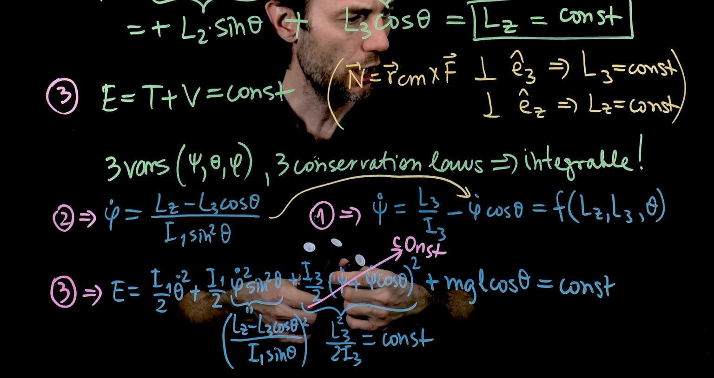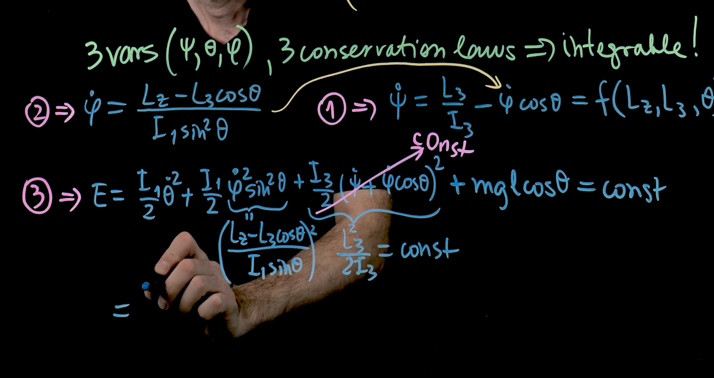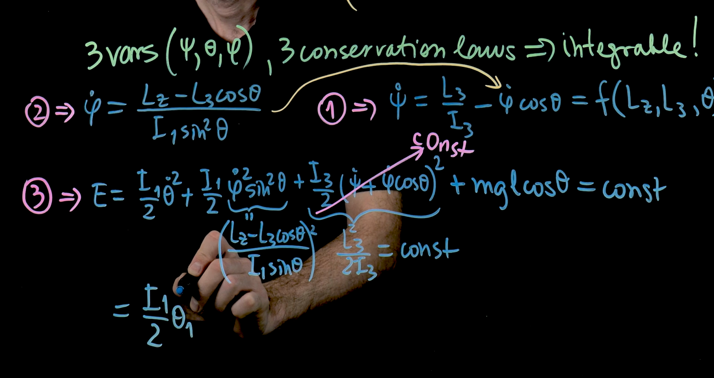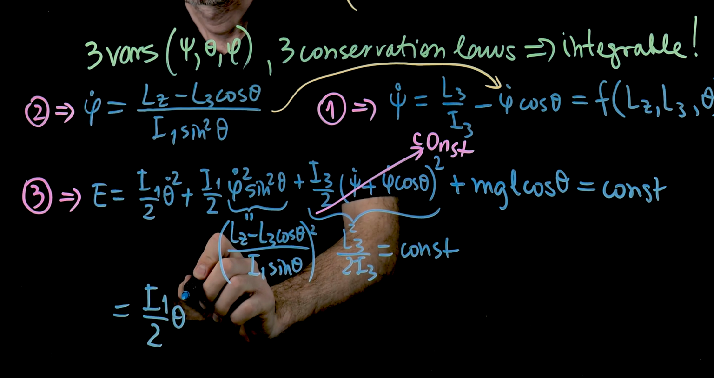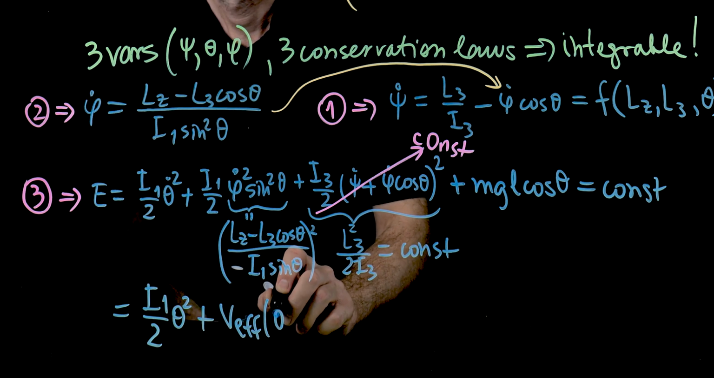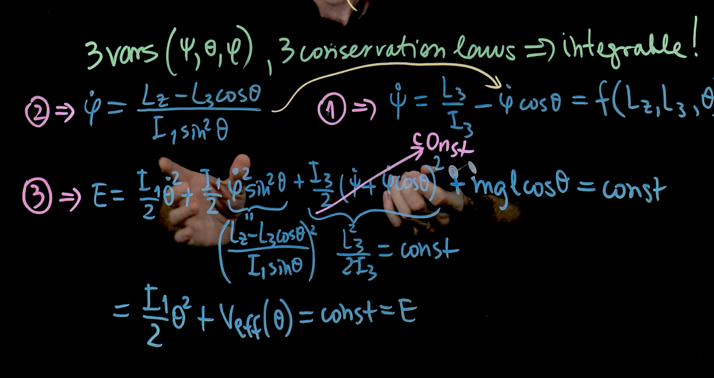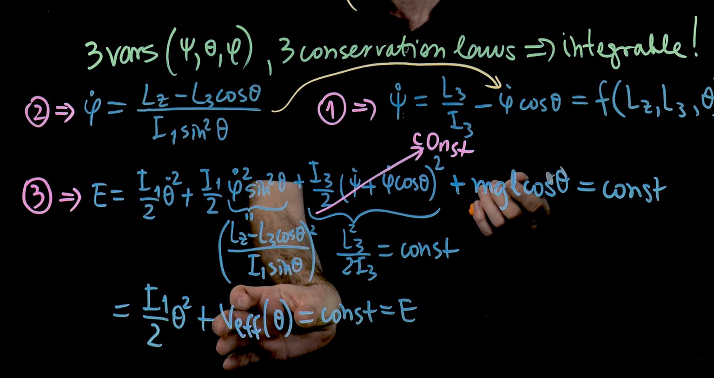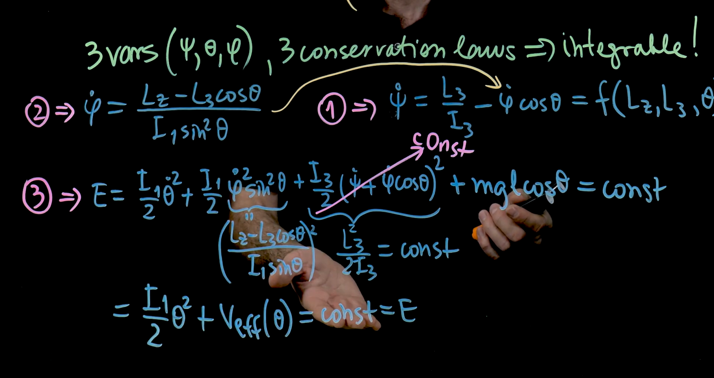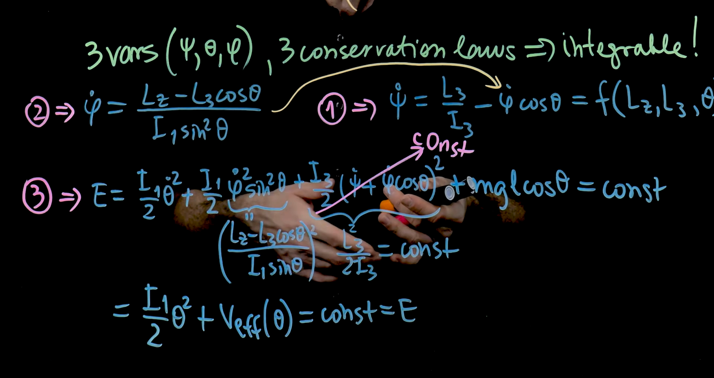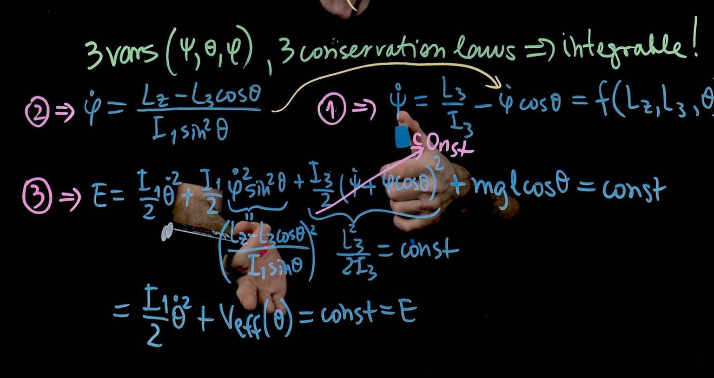So it seems like we can write out the equations of motion for the theta coordinate as follows. I1 theta dot squared over 2 plus some effective potential that depends on theta and of course on L3 and Lz. But in terms of theta dependence, that's all we have. And all this is adding up to constant energy, which is conserved. So effectively we have equations of motion, there should be a dot here of course, for the theta coordinate that is described by an effective potential.